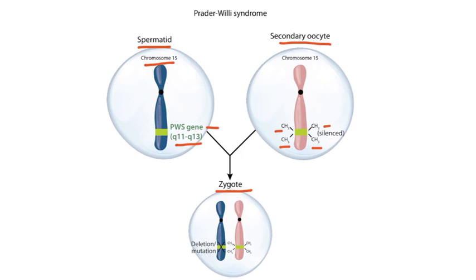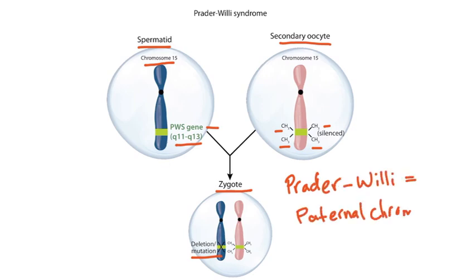In Prader-Willi syndrome, the paternal PWS gene is deleted or mutated, which is shown right here. Because the maternal gene is silenced and the paternal gene is defective, the offspring will not inherit a functional PWS gene, which will result in Prader-Willi syndrome. Some students remember that the paternal chromosome is deleted by using the letter P in Prader-Willi syndrome.